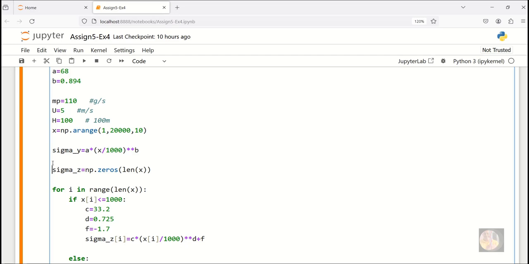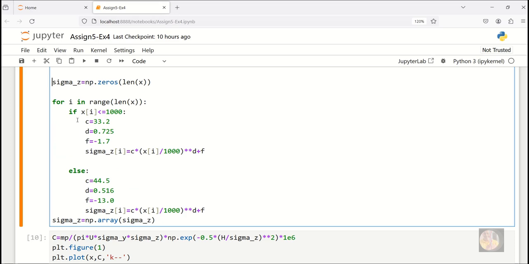I defined it as zeros at the beginning. So sigma Z is equal to np.zeros of length of x, meaning a vector with the length of x but full of zeros, okay? To define it, it should be defined. Then I will fill it with the corresponding values in this loop.